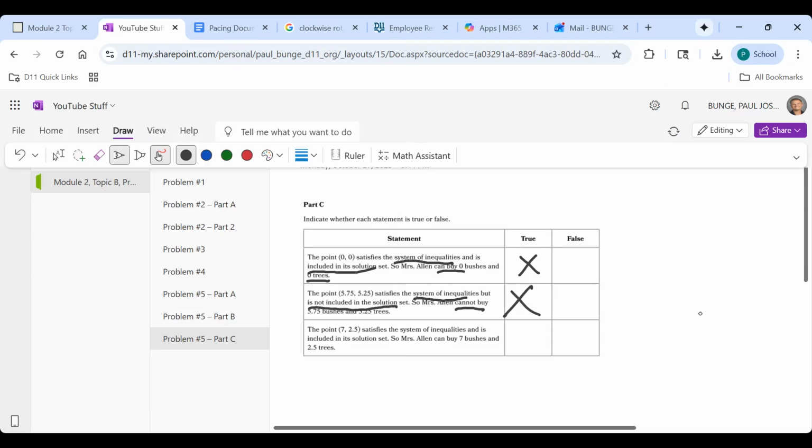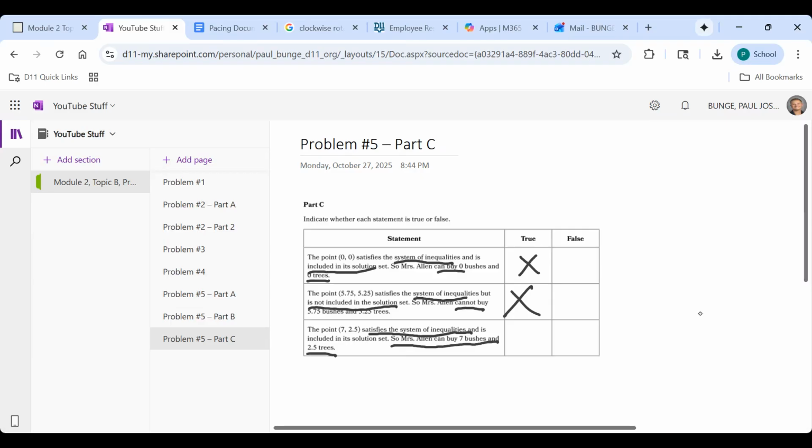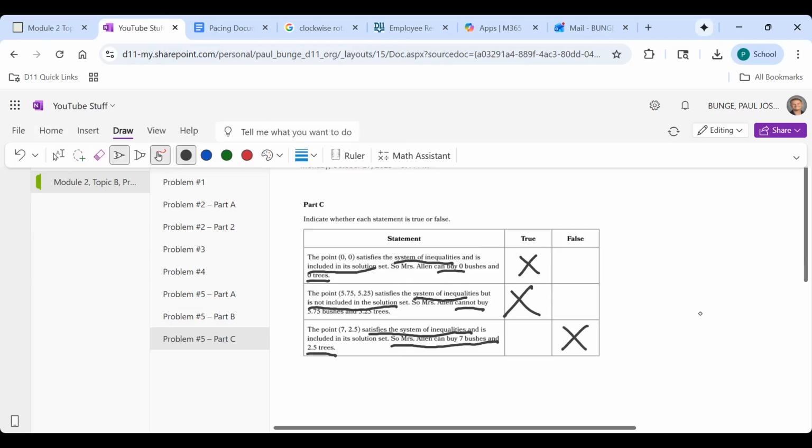Okay, let's look at our last one. The point 7, 2.5 is in the solution set, and that means that she can buy that amount of bushes and trees. So let's take a look at our solutions. We got 7, which is about here, and 2.5, which is here. So it does land in our solution set. But guys, you can't buy half a tree. Like you could say it's a baby tree that you want to grow, but that's not what Mrs. Allen is doing. She wants a full tree. She's ready for shade, okay? So since this says that she can buy it, but we can't because we have a decimal, that becomes a false statement.